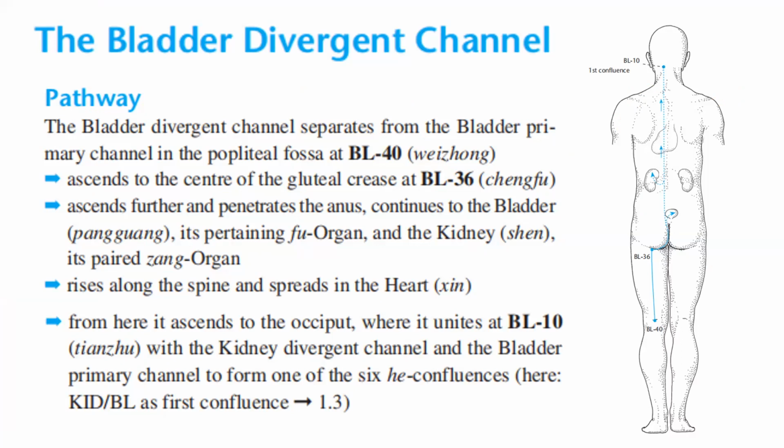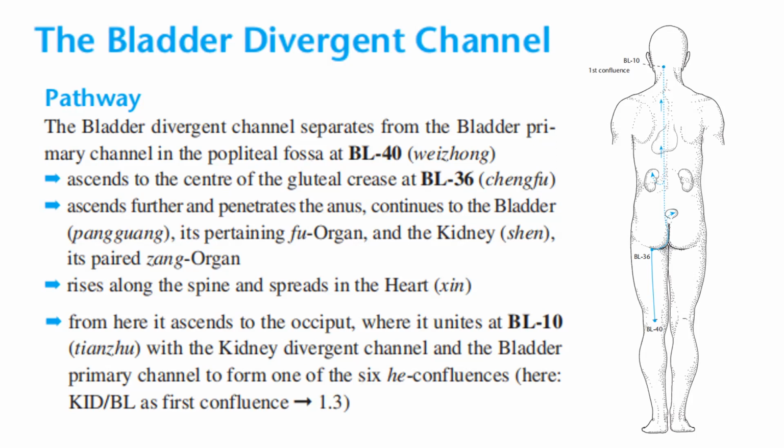It ascends to the center of the gluteal crease at Bladder 36, ascends farther and penetrates the anus, continues to the bladder, its pertaining organ, and the kidney, its paired Zang organ, rises along the spine and spreads in the heart. From here, it ascends to the occiput, where it unites at Bladder 10 with the kidney divergent channel and the bladder primary channel to form one of the six confluences.